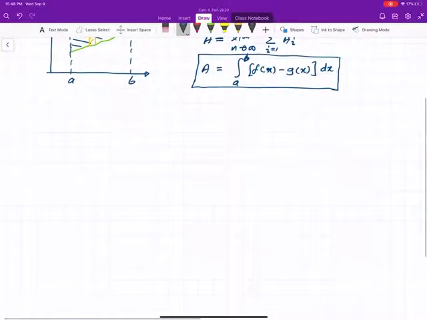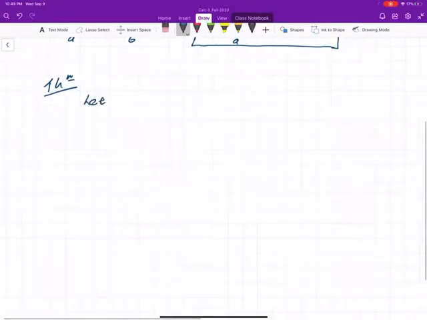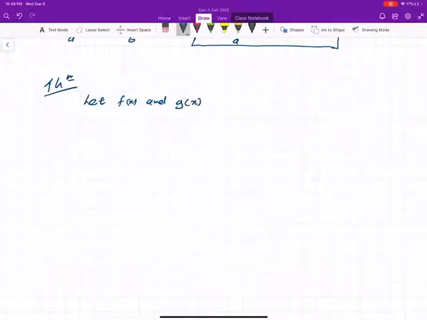Then we go to a theorem. This section has two theorems. This is the first theorem. First of all, I write the theorem. Let f of x and g of x be two continuous functions.